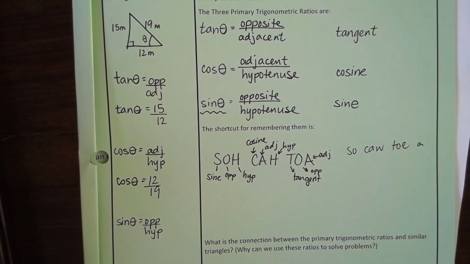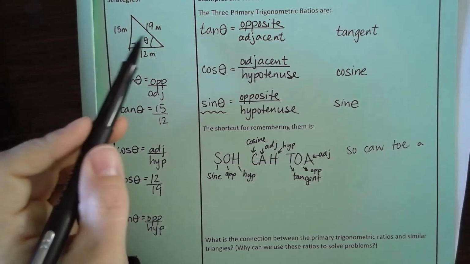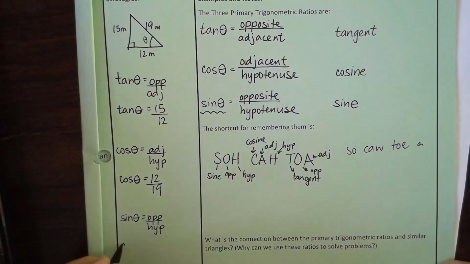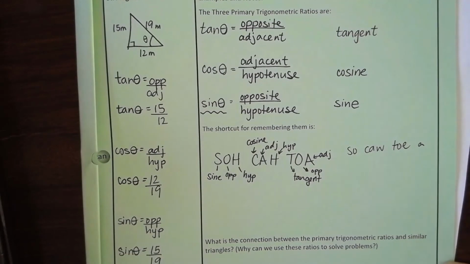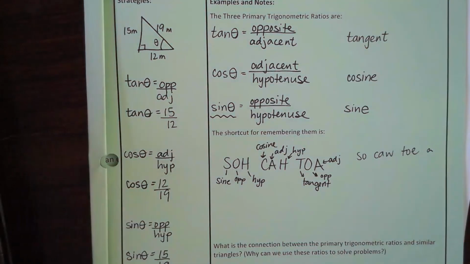And the opposite to angle theta is 15, and our hypotenuse is 19. So sine theta is 15 over 19. And that's how we would write our 3 primary trig ratios for this particular triangle. And later on, I'll show you how we can figure out how big theta is using these trig ratios, and we can solve for other side lengths and all that kind of stuff. But for now, we just want to know about these ratios.